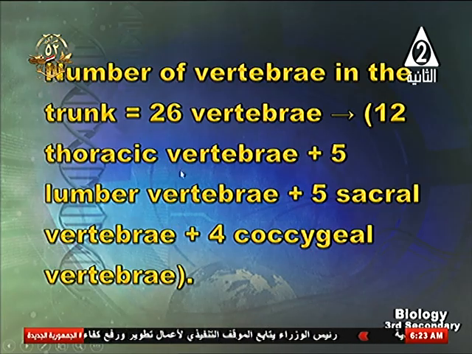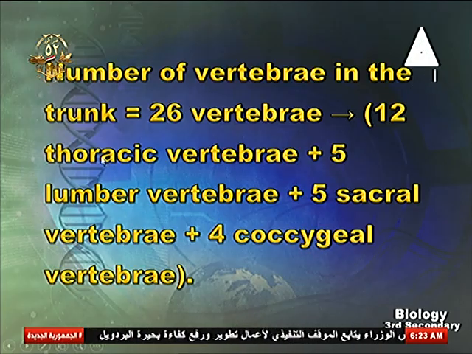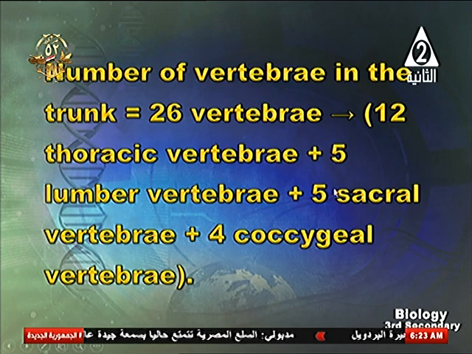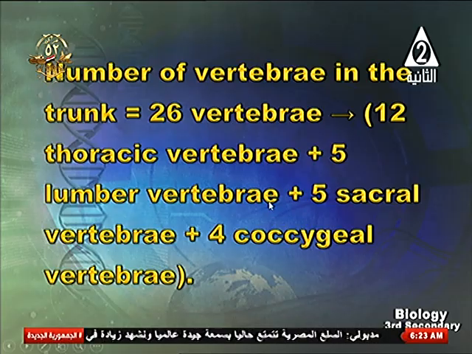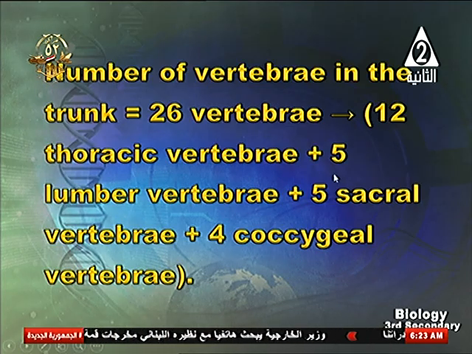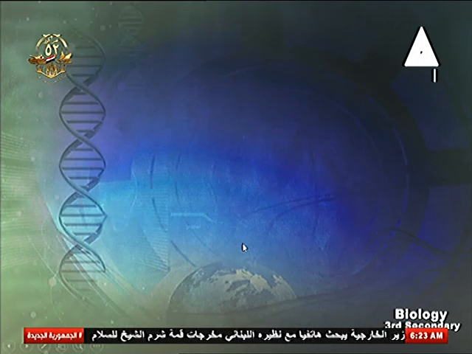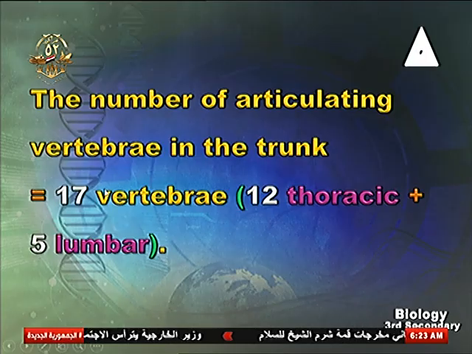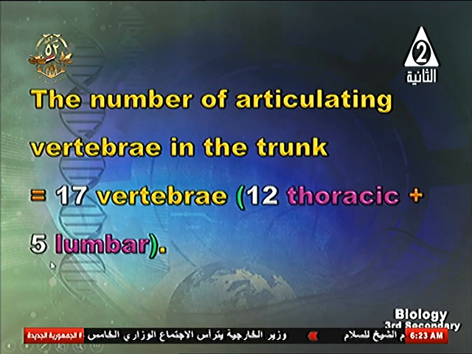But if we want to calculate the number of bones, 12 in thoracic vertebrae and 5 in lumbar vertebrae: 12 plus 5 equals 17. The sacral vertebrae we calculate as 1 because all are fused. The coccygeal vertebrae we also calculate as 1 because all are fused. So 12, 5, 1, 1. The number of articulating vertebrae in the trunk is 17: 12 thoracic and 5 lumbar. They are not fused, they are articulating.